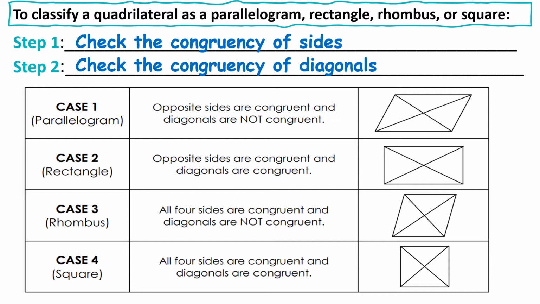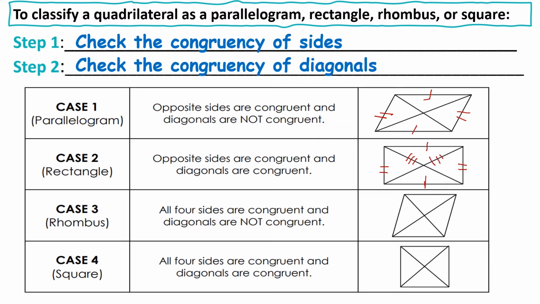Let me get my pen here. Alright, so we want to check for congruency on opposite sides for a parallelogram. The diagonals do not have to be congruent. For case 2, the opposite sides are congruent and the diagonals are also congruent. So right here, we will have congruency there, but the diagonals will also be congruent as well.